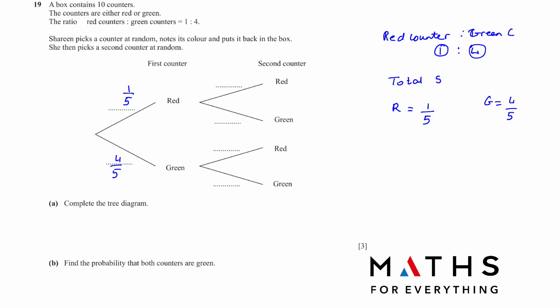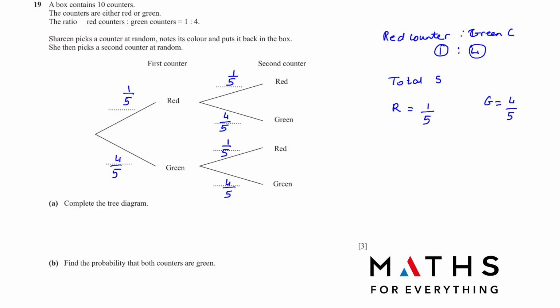Did you understand? Now she picks a second counter at random, but she puts the first one back. Because it is a case of replacing, the ratios are going to not change. For picking up a second red, it's going to be 1 over 5, and green is going to be 4 over 5. Because this is a case of replacing. We completed the tree diagram.